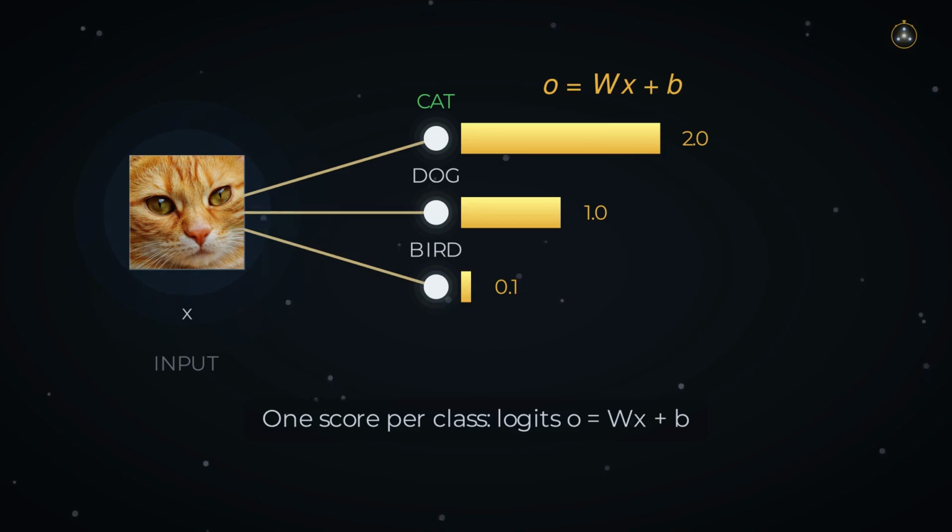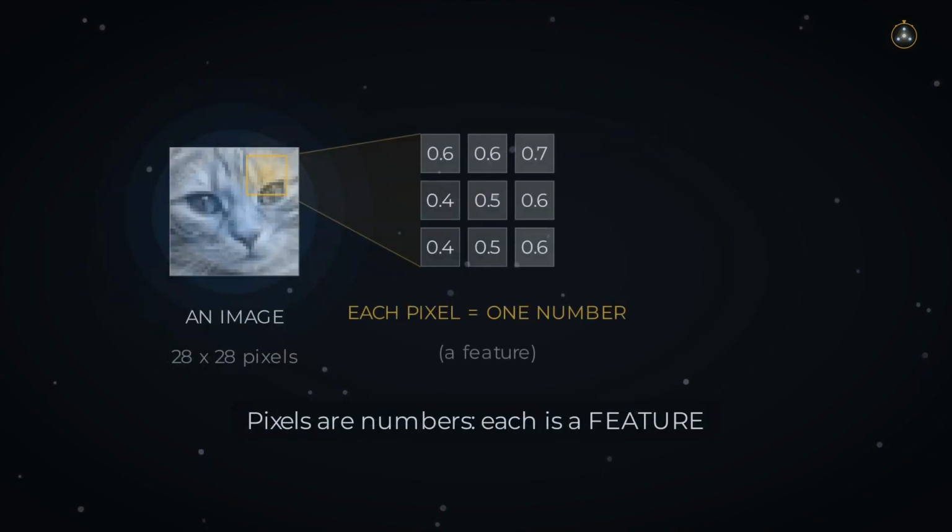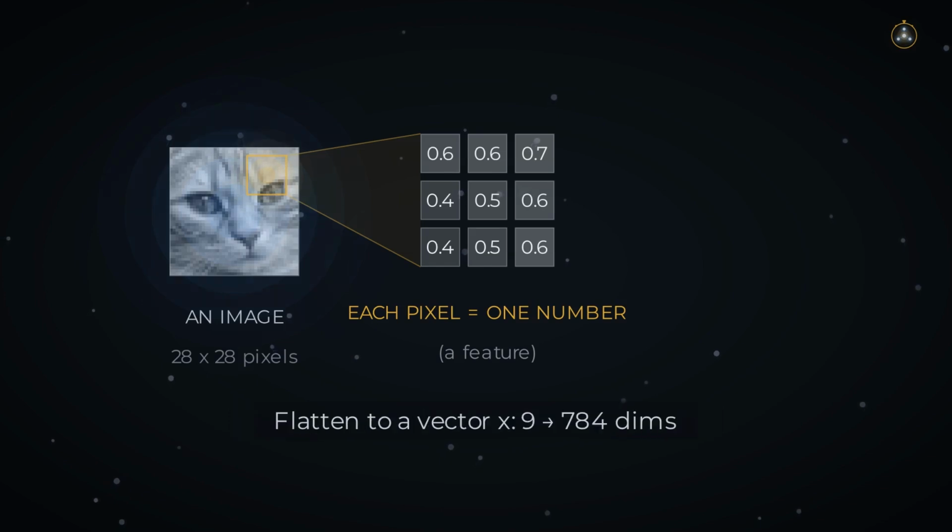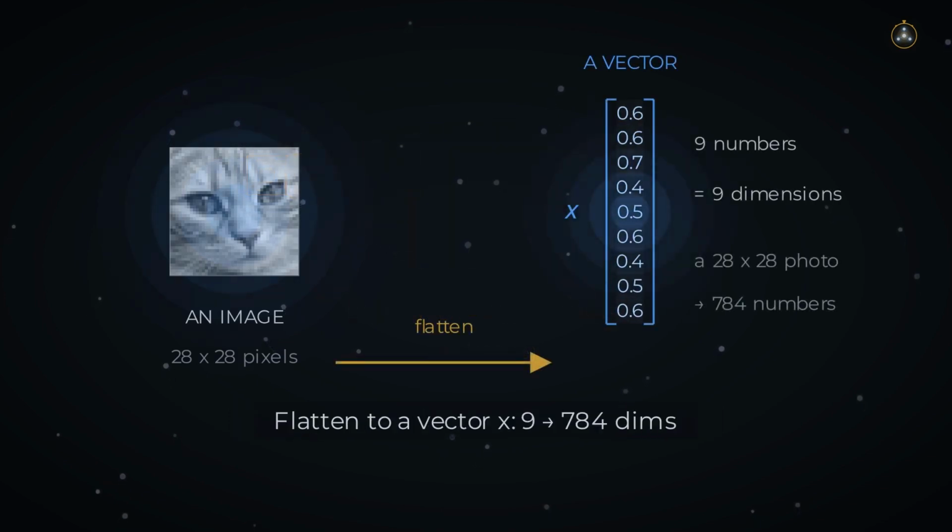Let us unpack them. Start with the input. Remember the house, its size, its age. Each one a single feature the model reads. A picture is no different. Look, each pixel is just a feature, and how bright it is, that is its number. Now stack every pixel into one tall column. That column is the vector X.